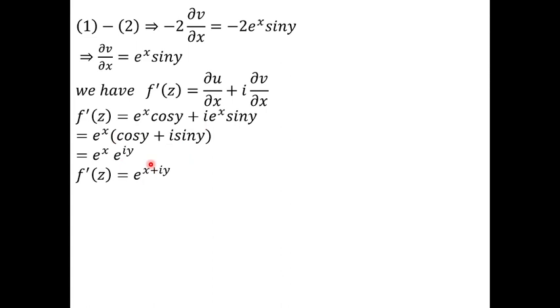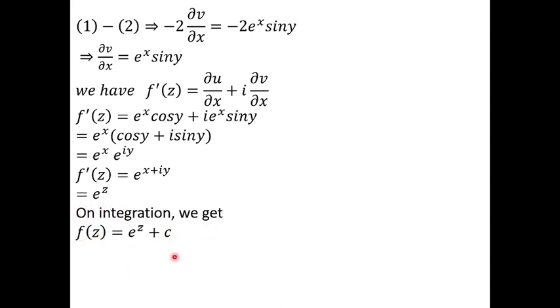What is x plus iy? x plus iy is z. So e^z. f dash z is equal to what? f dash z is equal to e^z. Hence apply the integration. Integration of f dash z is f of z, and integration of e^z is e^z itself plus an integration constant. This is the analytic function: f of z is equal to e^z plus c.